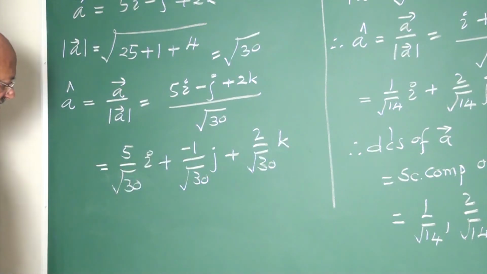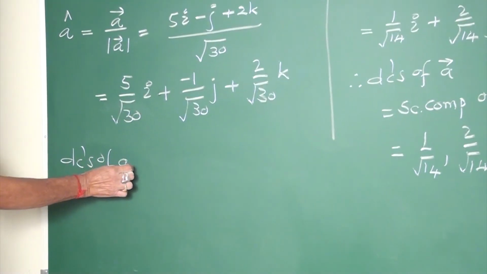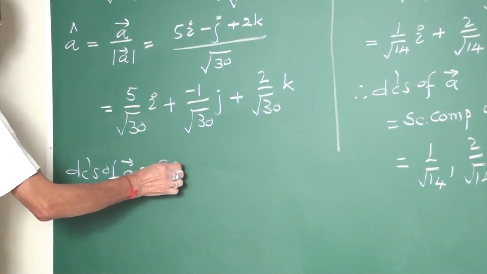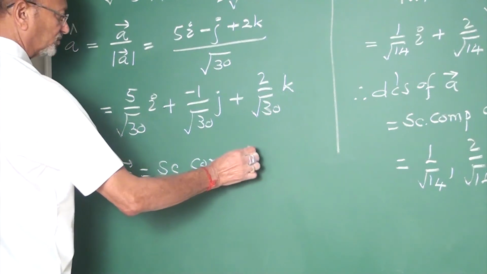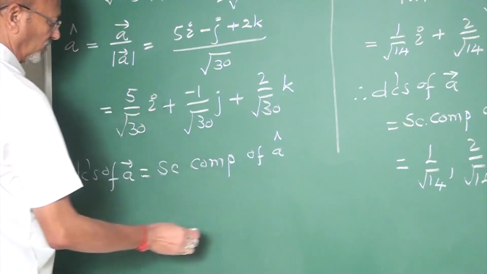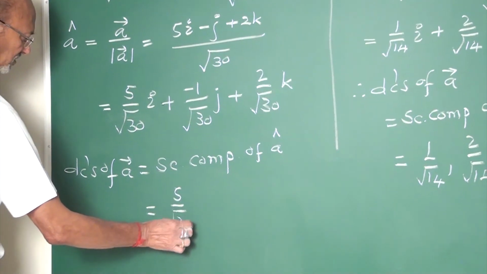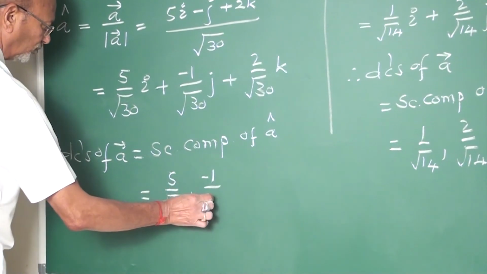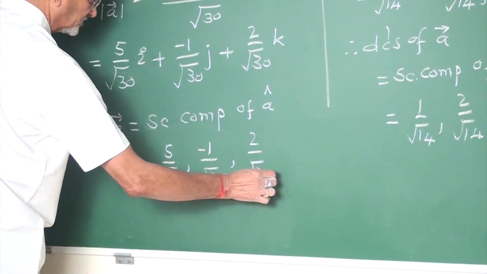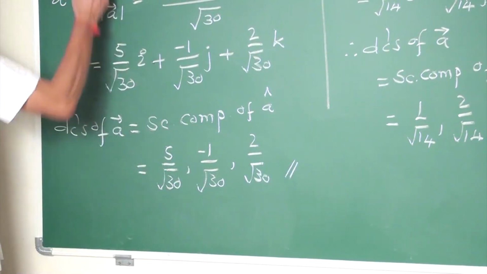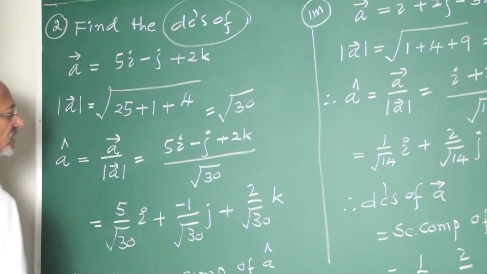Coefficients of i, j, k. Therefore, the direction cosines of vector A are the scalar components of A cap. What are they, my friends? 5 upon root 30, comma, minus 1 upon root 30, comma, 2 upon root 30. Yes, this is the method of finding the direction cosines of the given vector.